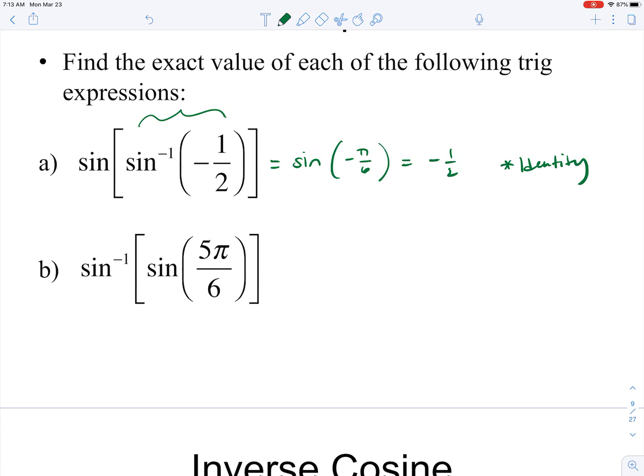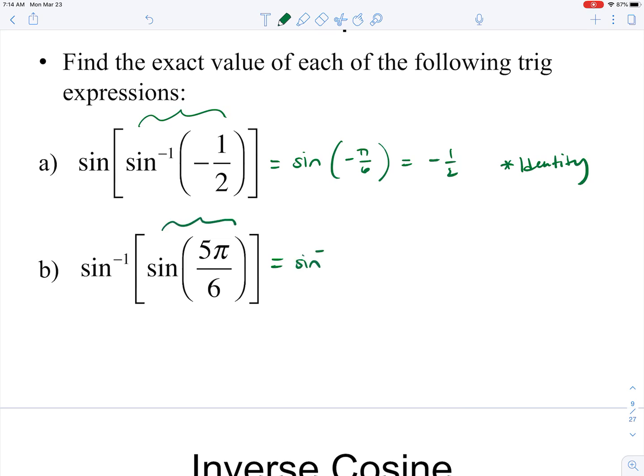Okay, looking at B, inverse sine of 5 pi over 6. Well, 5 pi over 6 is in quadrant 2. Sine of 5 pi over 6 is equal to 1/2.